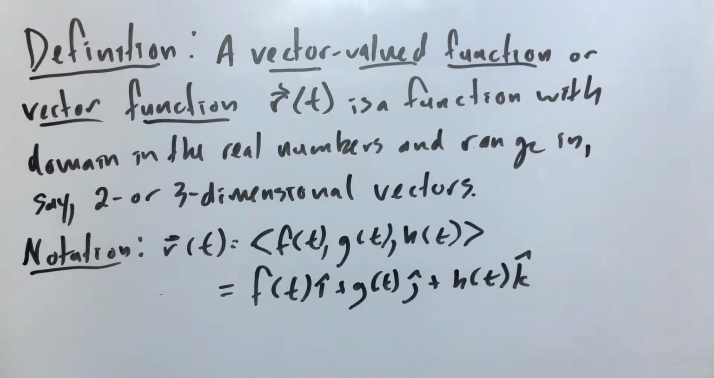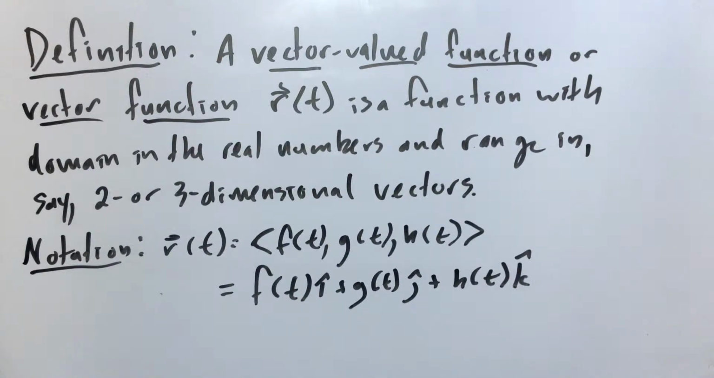So as this is multivariate calculus, we're going to be either looking at functions which have more than one input or more than one output. And in this case, we're really looking at functions that have more than one output. So a vector valued function, or a vector function r(t), is going to be a function which has domain in the real numbers, so it takes inputs that are real numbers, and range in some vector space, say 2 or 3 dimensional vectors. So generally we're going to assume that we're dealing with 3-dimensional vectors because that's where we are.